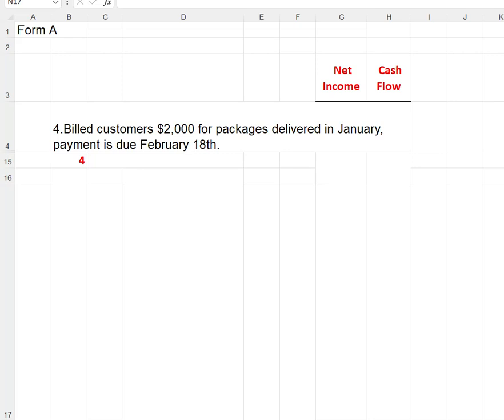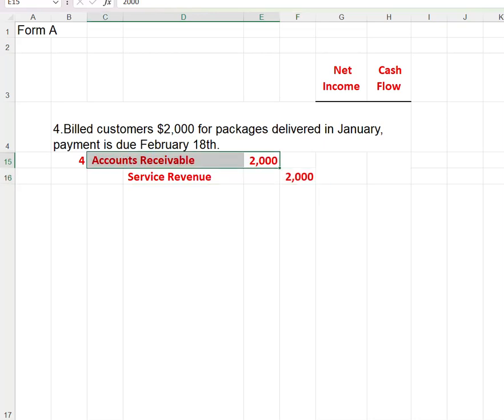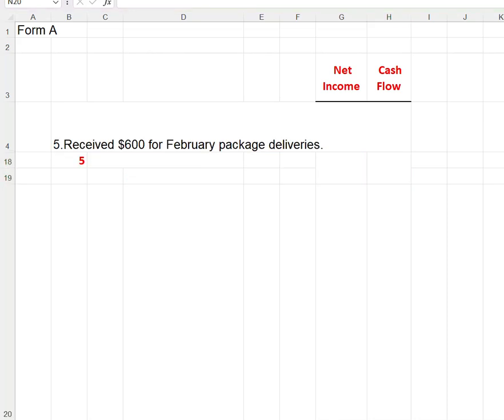We've billed customers $2,000 for packages delivered in January, so we have provided a service. So we're going to have service revenue of $2,000. We're not getting cash, but rather we're sending out a bill. So we have an accounts receivable. When we have our service revenue, this will increase net income. There's no impact on our cash flow statement because we have not received any cash at this time. When we collect this receivable, we will have an operating cash flow.